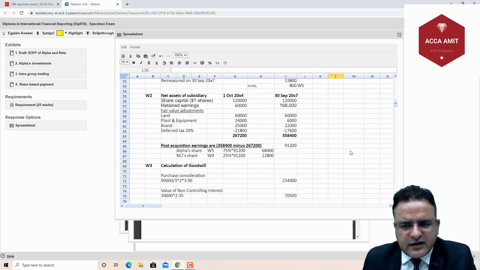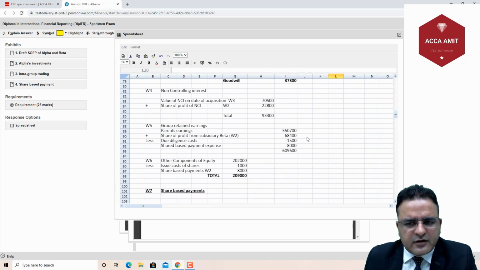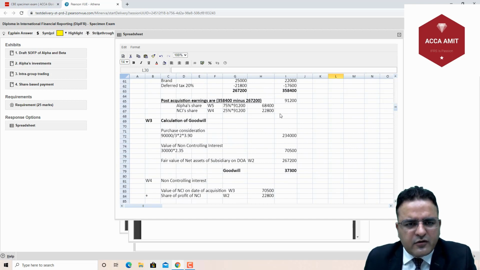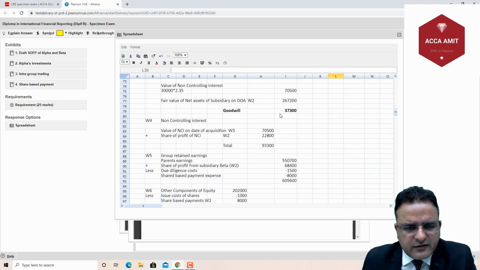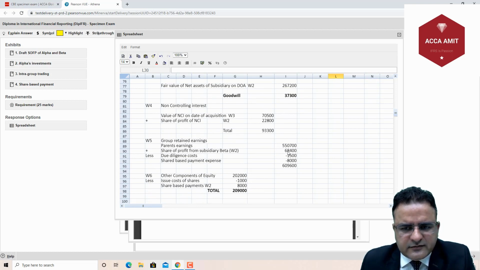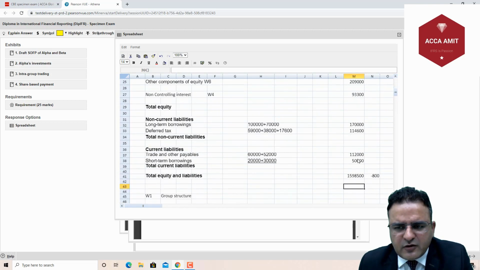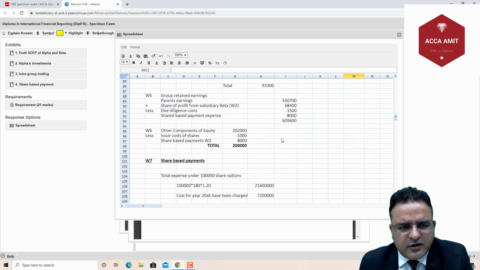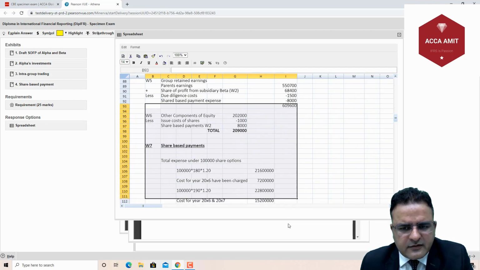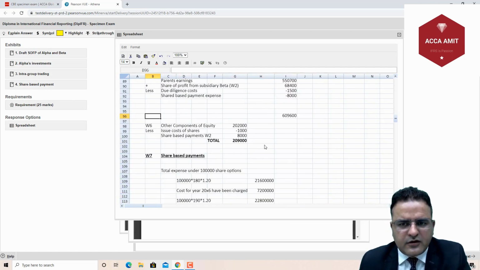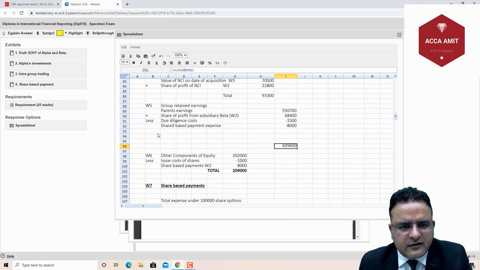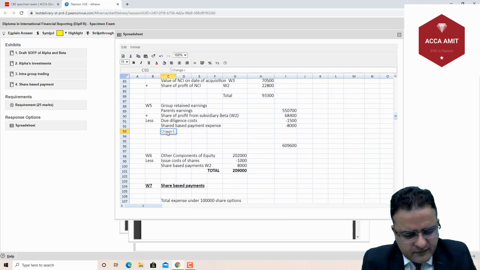Group retained earnings is standing at 5,50,700 plus 68,400 is working note number 2, minus 1,500 minus 18,000 is equivalent to 609. There is an amount of 800 which is the difference. This amount of 800 is to be included as part of working note number 5, which you have not included yet. So the only way we have is change in fair value of investment.